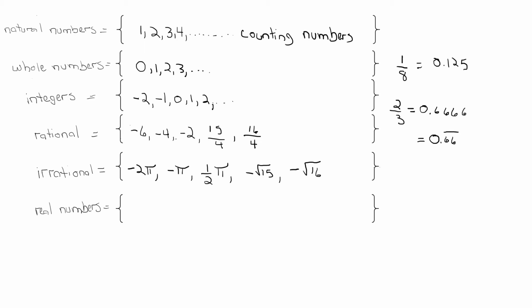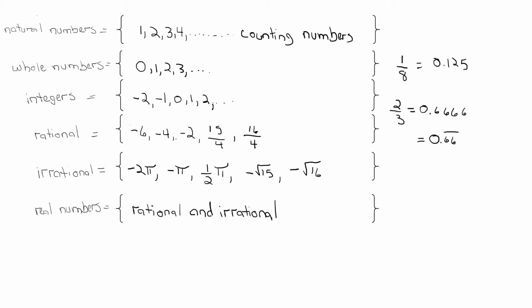So what are the real numbers? Real numbers are rational and irrational numbers, which basically describes the subject matter. Rational and irrational numbers. Okay.